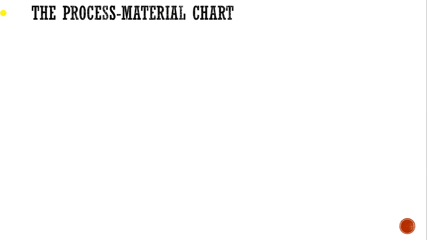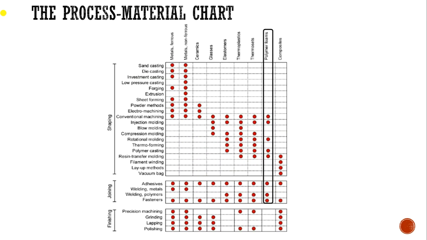Let's identify the suitable processes that can be used to manufacture a car bumper. Let's take a look at the first chart, which is the process material chart. From this, we can identify that the processes suitable for a car bumper using a polymer based material are conventional machining, injection molding, rotational molding, polymer casting, and also resin transfer molding.